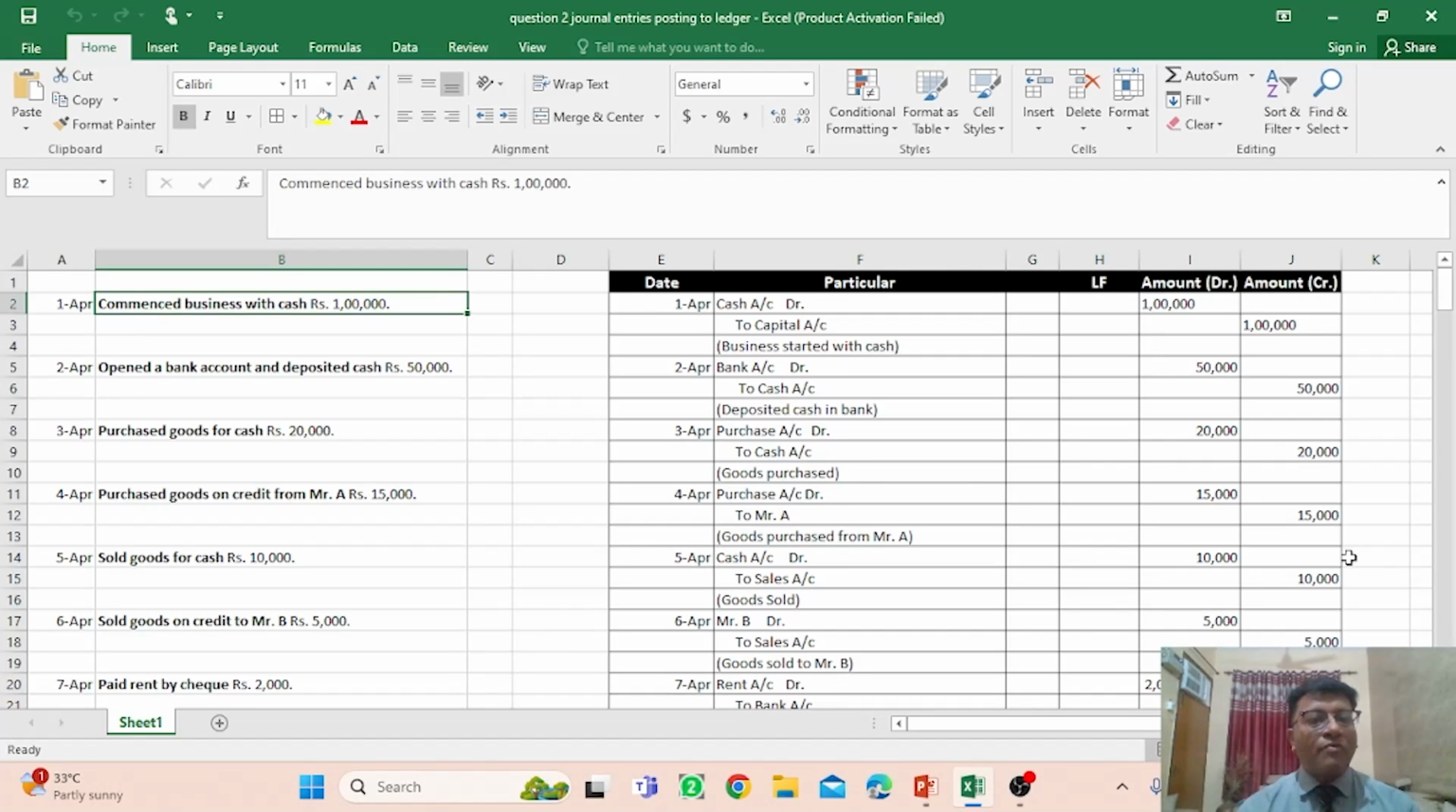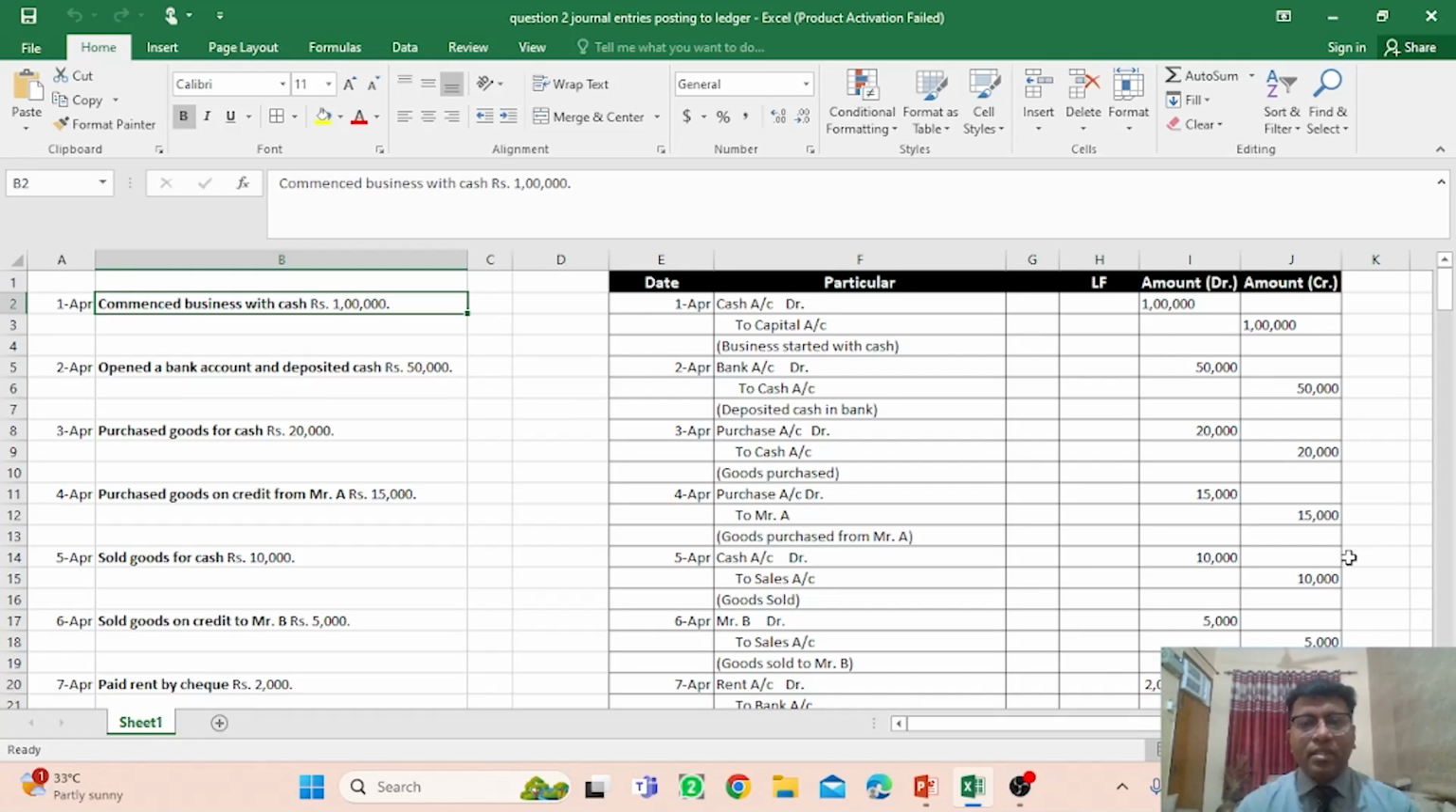The very first transaction on 1st April is commenced business with cash. As I told you, before you prepare the ledger, you should have the journal in your hand. And we assume that the journal has already been prepared, and now you would have a look at the journal entries which have already been recorded with the help of the transactions which occurred in the business.